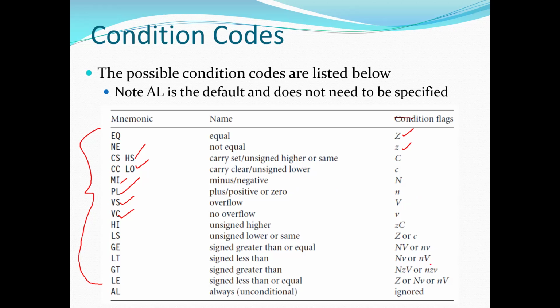And a combination of these flags is also given, which is widely used when we compare with signed and unsigned numbers. At the time of explanation of the program related to sorting of numbers, I will explain these condition codes much more clearly. These are the 16. And AL is nothing but always, which is unconditional. No flags will be checked. And you even need not mention AL in your opcode. It is by default considered as AL.